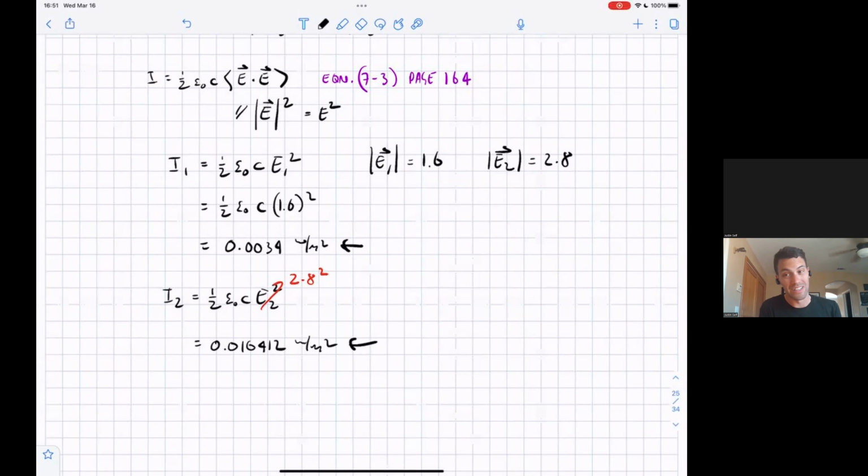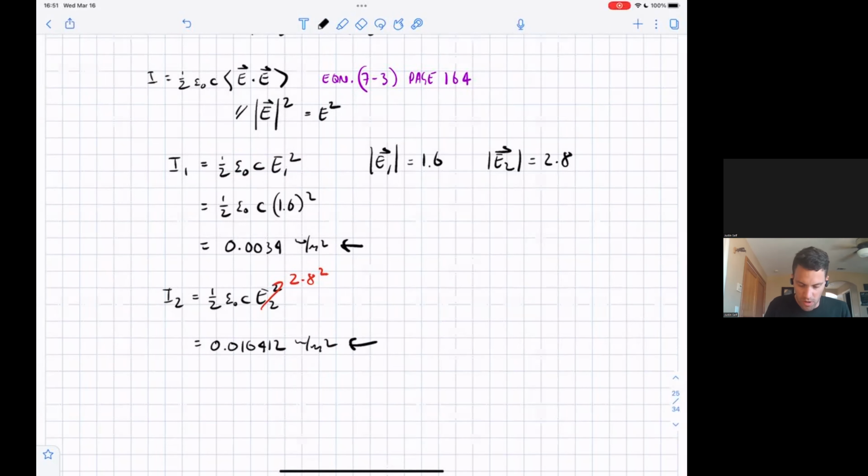I do recommend that you run it through at least once with all the units written out. You've got crazy units here: meters per second, volts per meter squared. You have to do a little bit of trickery to get the units to work out. It's not that bad, but you will end up with watts per meter squared if you do it right.